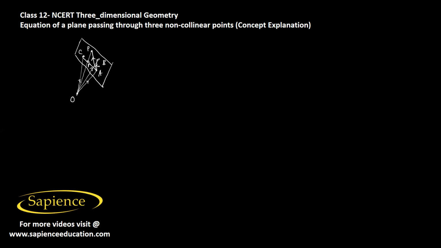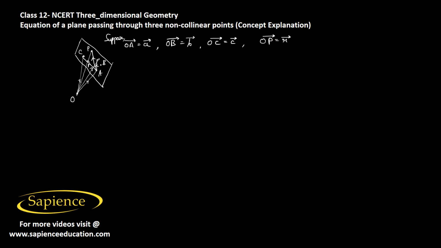So now see that here OA vector means the position vector of the point A, given as suppose A vector. Suppose OA vector is A vector, and OB vector, which is the position vector of the point B, is given as B vector, and the position vector of the point C is given as C vector, and the position vector of the point P is given as R vector.